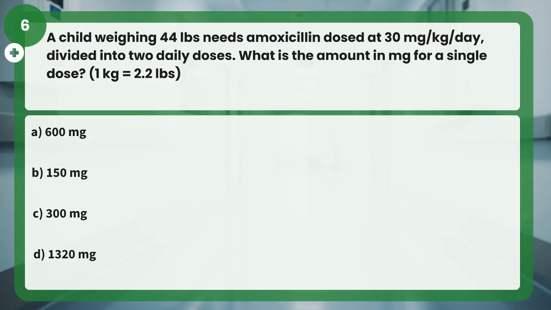A child weighing 44 pounds needs amoxicillin dosed at 30 mg per kilogram per day, divided into 2 daily doses. What is the amount in mg for a single dose? 1 kilogram equals 2.2 pounds. A. 600 milligrams. B. 150 milligrams. C. 300 milligrams. D. 1,320 milligrams.